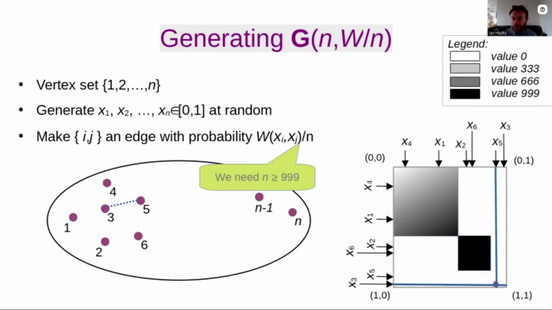Remember, in this running example, W has values upper bounded by 999. So when I say make this an edge with probability W(x_i, x_j)/n, strictly speaking, for this to make sense I need n to be at least 999. Otherwise, I would have probability bigger than 1. So strictly speaking, I would take the minimum of that value with 1 as the edge insertion probability, and then the formula would make sense even for n's which are smaller than 999, and actually it would make sense even, say, for functions which are L1 but unbounded. Okay, so that's the definition of the model.